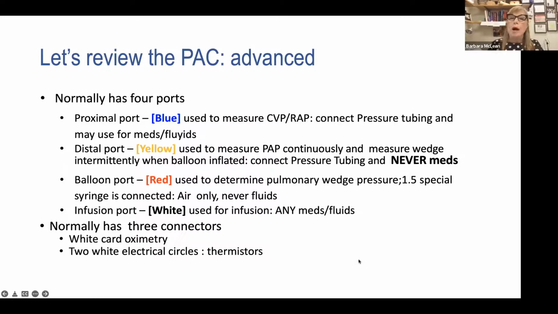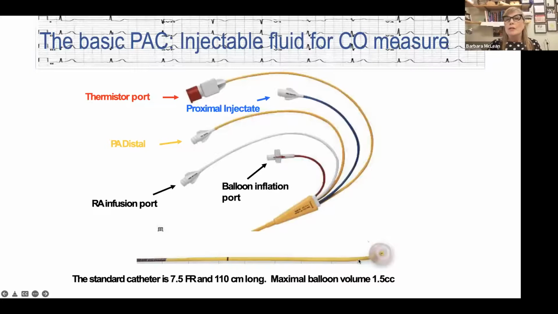This is step one in our PA catheter. So now we're looking at that basic PA catheter so that you can see it much more succinctly. And again, you see the proximal injectate port. This is really your right atria. It says proximal injectate, but it's the right atrial lumen that ends at around 30 centimeters from the tip.